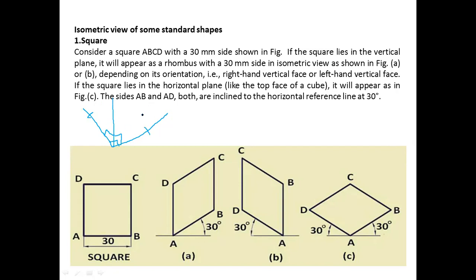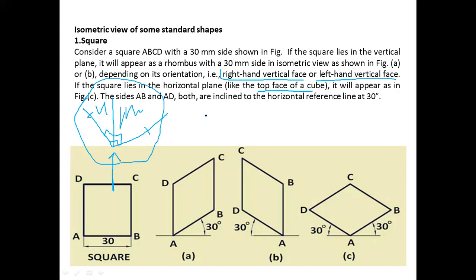Bottom. How many faces are there? How many planes are there? 3. Total three. In this setup, what isometric setup do we have? Standard setup. How many planes are there? 3 planes, correct. See, we are looking from this way. Then the first plane is this right hand side plane, correct? So it is called right hand vertical face. Or the other is this one, which is called left hand vertical face, correct? What is the third face? Bottom, very good. So that is the top of the cube or say bottom of the cube.